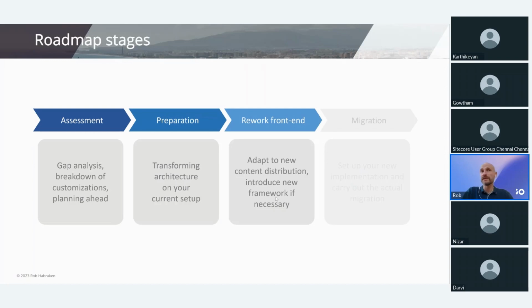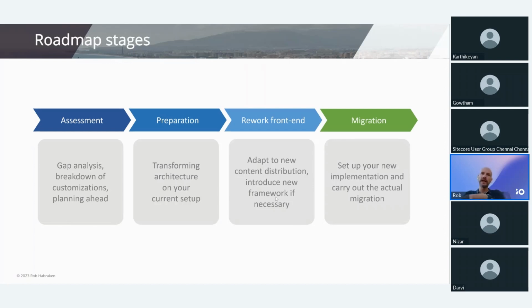And then, depending on the gap that you have, rework your front end and adapt to the new way of content distribution, and you might need to introduce a new front-end framework. Obviously, if you're coming from an MVC, this is going to be a bigger step. If you're already on GSS, it's going to be easier. And if you're already on SXA and GSS, it's going to be quite a breeze. But again, it really depends on the customizations that you have done. The last step then would be the migration. So as you see, I would do a lot of preparation steps and then start migrating to the new implementation.